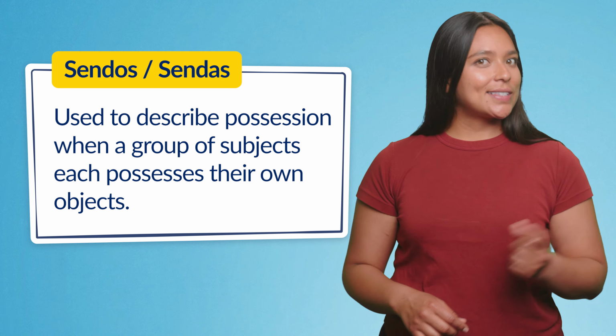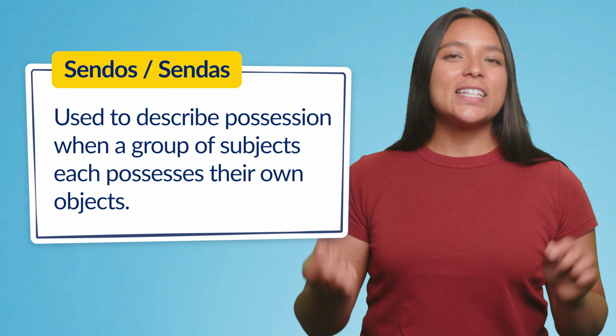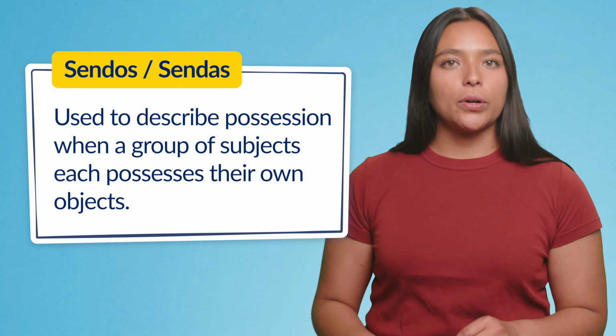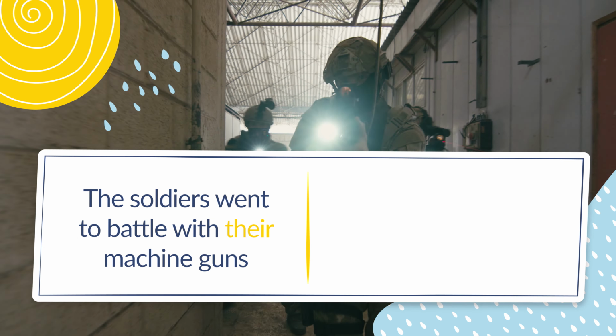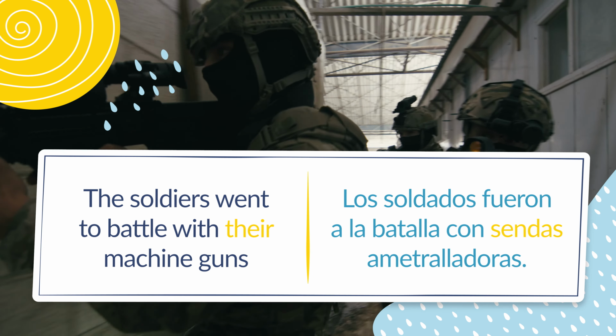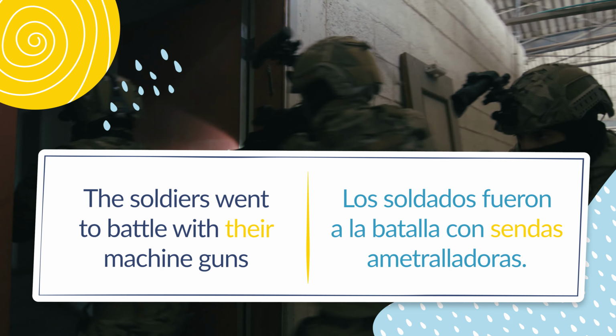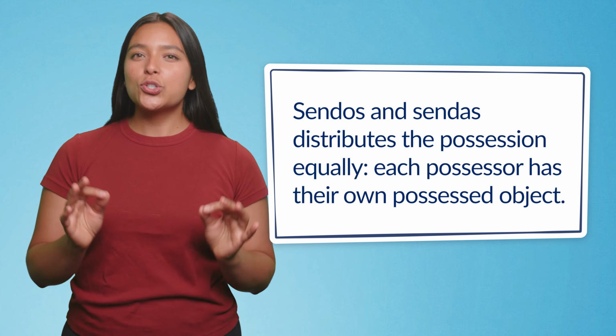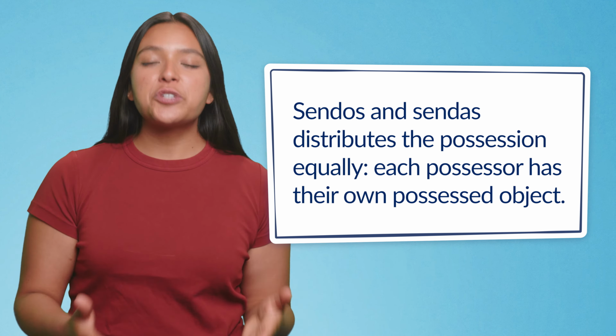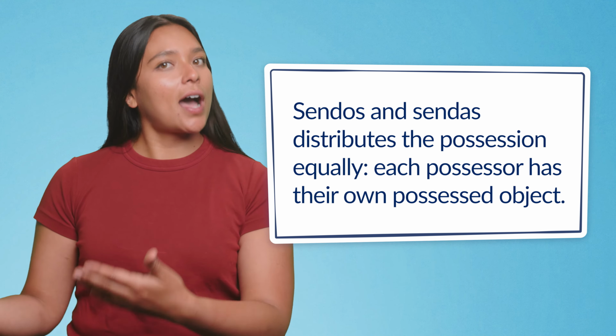Here's a quick tip. There's one more unique possessive adjective that doesn't have an English equivalent, sendos or sendas, for masculine, feminine objects. It's only used in the plural and when everyone in a group of subjects each has their own objects. For example, the soldiers went to battle with their machine guns. Los soldados fueron a la batalla con sendas ametralladoras. As you can see, sendos and sendas distributes the possession equally. Each possessor has their own possessed object.